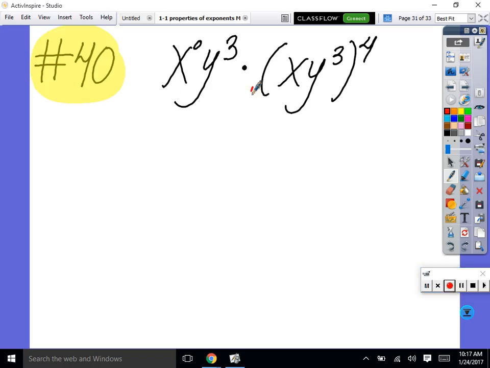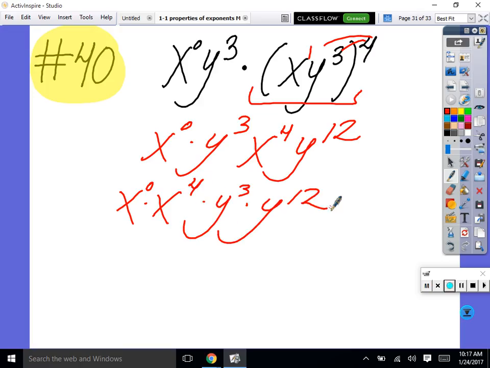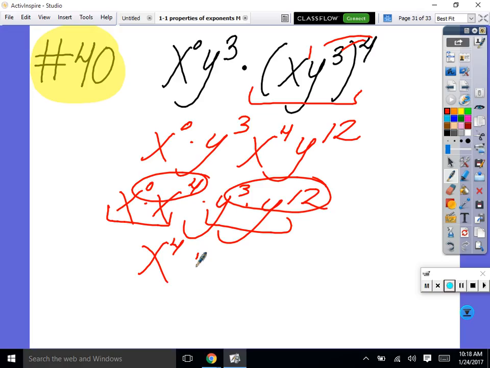So looking at this as parentheses, this is x to the 1st. We're raising powers to powers, so we multiply the powers. 1 times 4 is 4. 3 times 4 is 12. And then we still have times x to the 0 times y to the 3rd, so I reorder it: x to the 0 times x to the 4th times y to the 3rd times y to the 12th. When you multiply, you add. So we have x to the 4th, and y to the 15th. So that's our final answer.